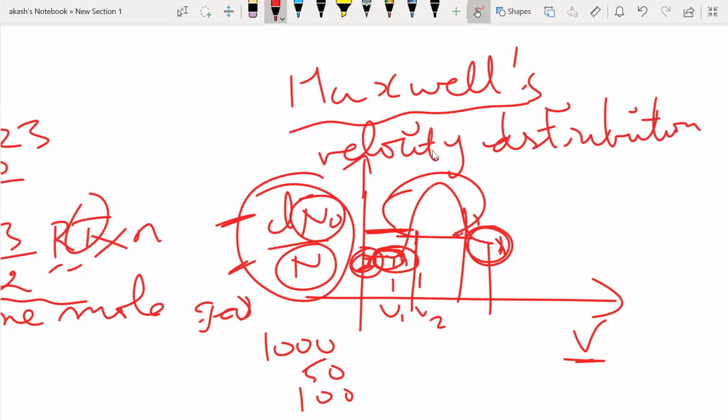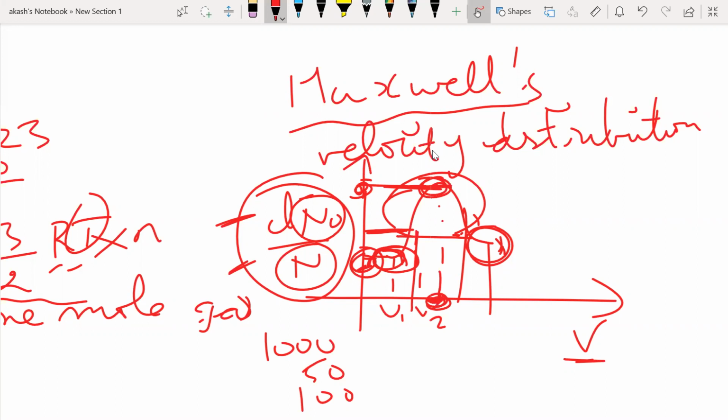Among this, I'm going to have the maximum number of particles, right? Now I'm going to have one particular velocity where the number of molecules is very high, is it not? So I would say this particular velocity is possessed by the maximum number of molecules, right? So that I'm going to give a special name.